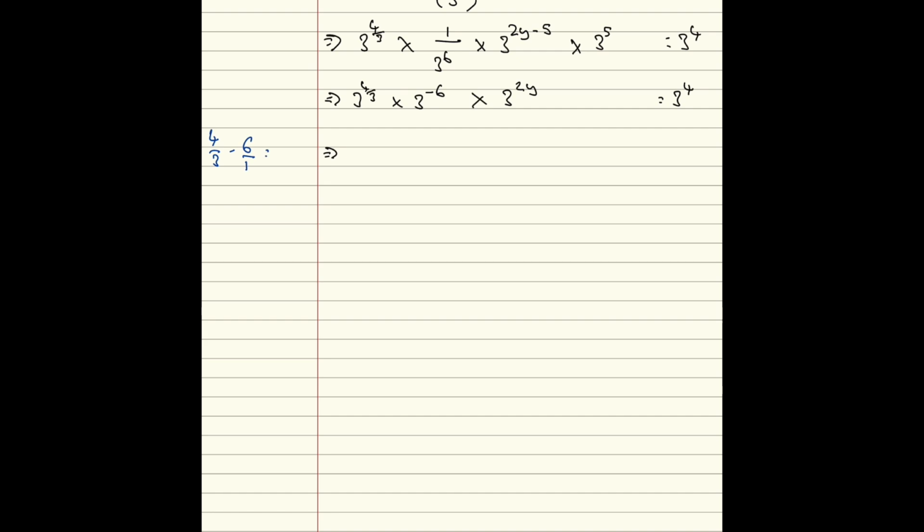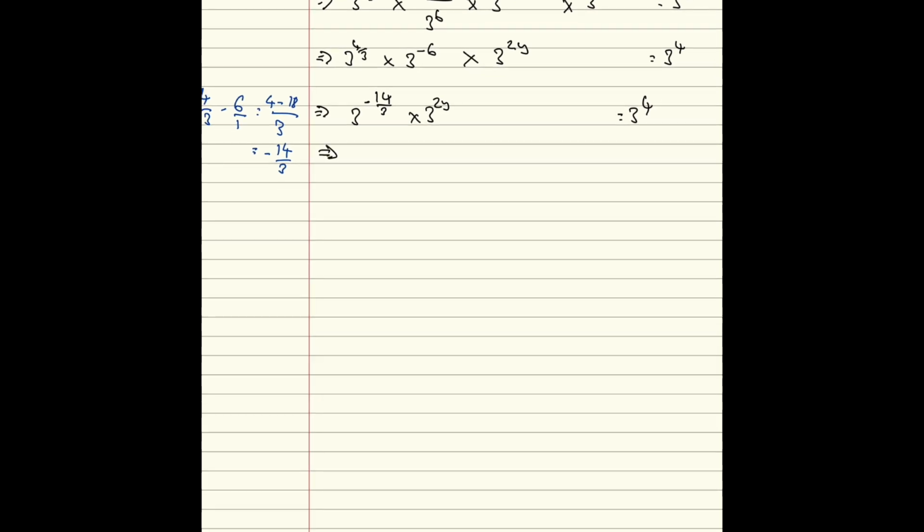Again, I use the cross multiply method. So I've got 4, take away 18, all divided by 3. So I get negative 14 thirds. So I'm left with 3 to the power of negative 14 thirds times 3 to the power of 2y. That equals 3 to the power of 4.